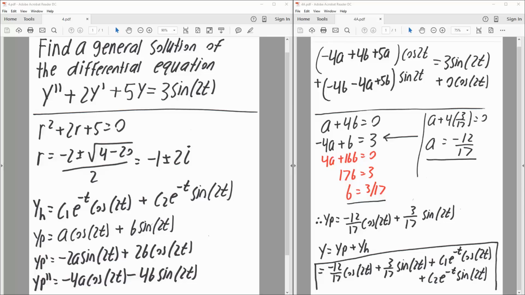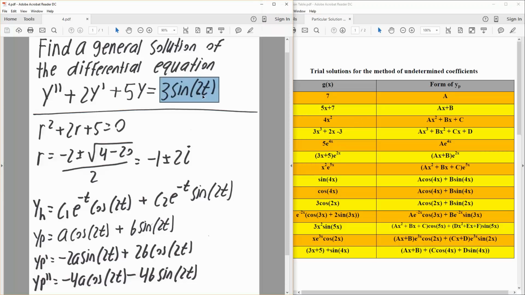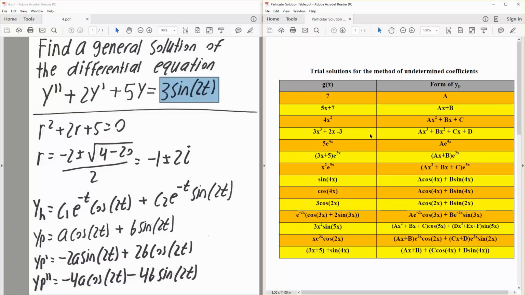So let me pull up the table. In the last video, we went over how to use this table. And so we have 3 sine t, and our particular solution will be something like a cosine 2x plus b sine 2x. But in our case, we have t instead of x. And so what we're going to get here for our particular solution is yp is equal to a cosine 2t plus b sine 2t. The next thing we want to do is determine the values of a and b.